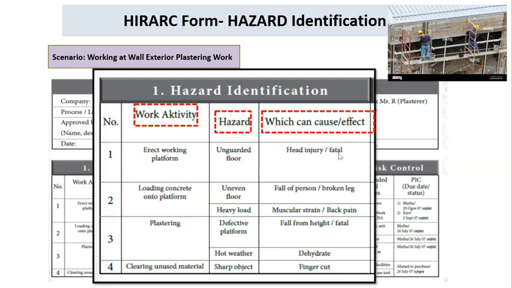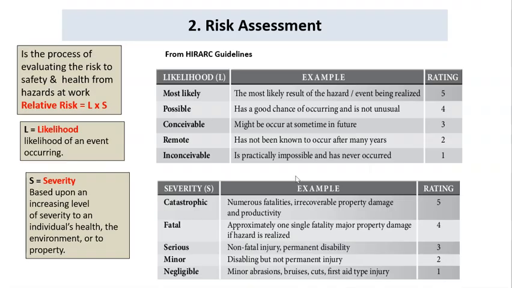And then to complete the process, they will include one more: clearing unused material after they finish all the work, and then they will do the clearing. And the hazard during the clearing, they will find sharp objects, and the cause and effect is going to be finger cut. So these are the 4 activities with the 6. Okay, here they have 6 hazards and their causes.